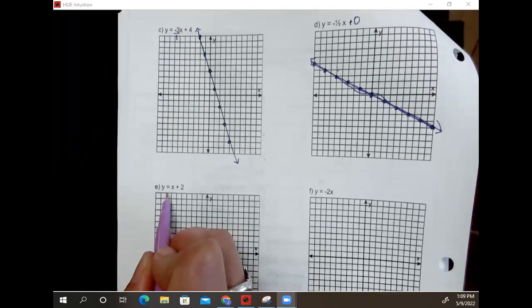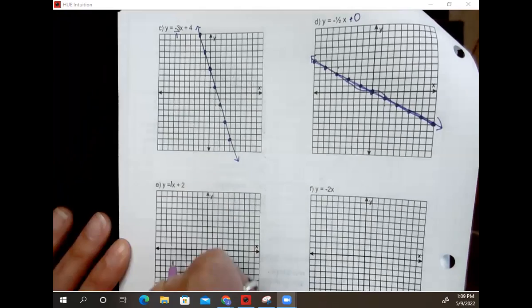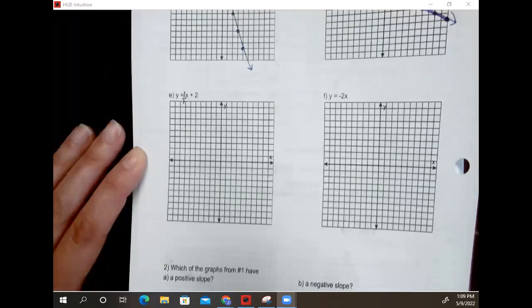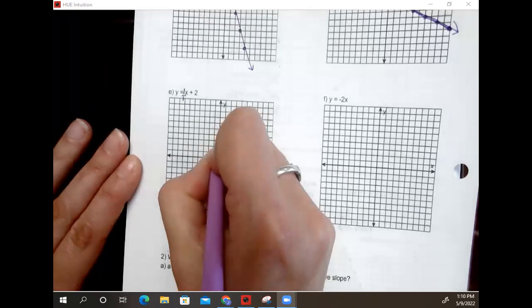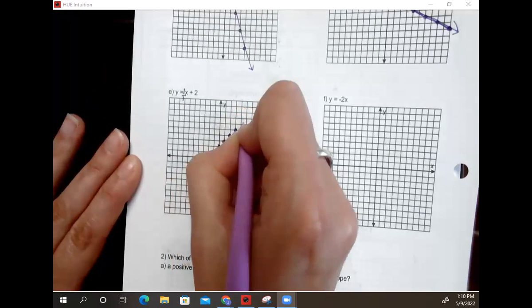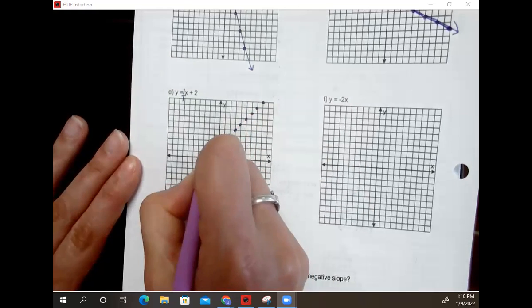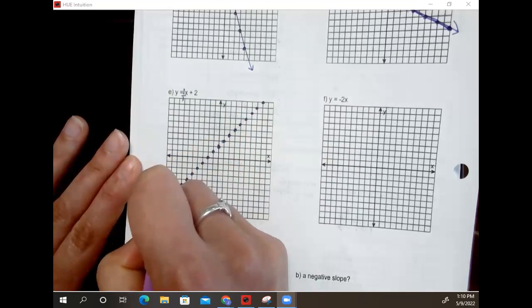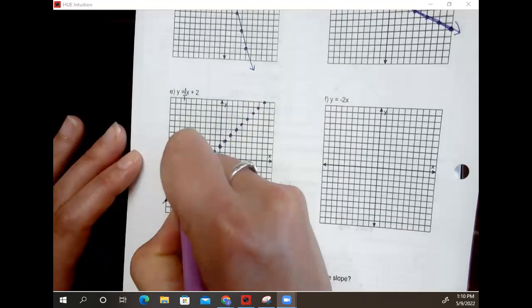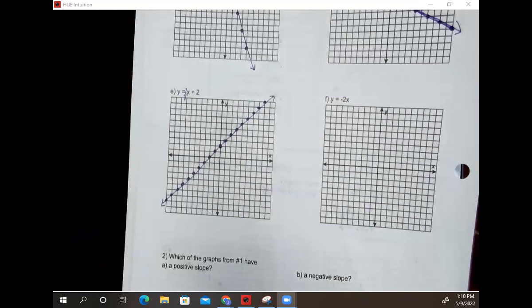For E, this time I don't see the number in front of x representing my slope. What's my slope if I don't see a number there? 1. So this would be 1. Since 1's a whole number, I'm going to write it as over 1 so I can see the rise and the run. My y-intercept here is 2. So I'm going to plot that up at 2. And then up 1, forward 1, up 1, forward 1. We got a lot of points out of this one. Reverse those directions, down 1, back 1 to get points to the left. Connect your points, throw your arrows on the end.